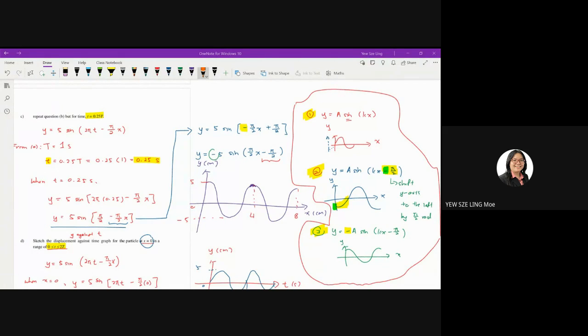Okay, so if you're done, you may try question E. Question E is very, very similar to this question, but again, it's for a y against t graph. So if you're done with these questions, you may try question E. If you can get the right answer, then it means you understand the questions.